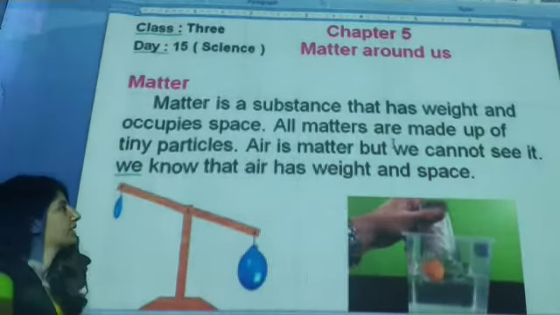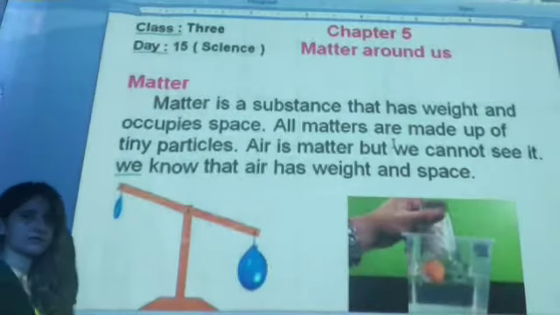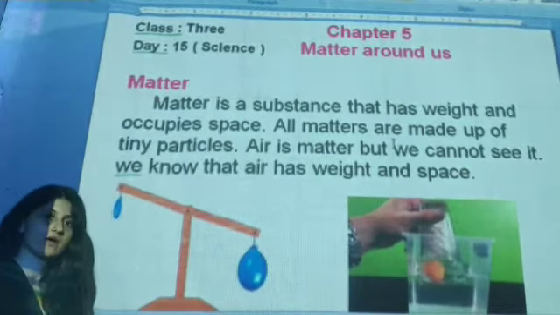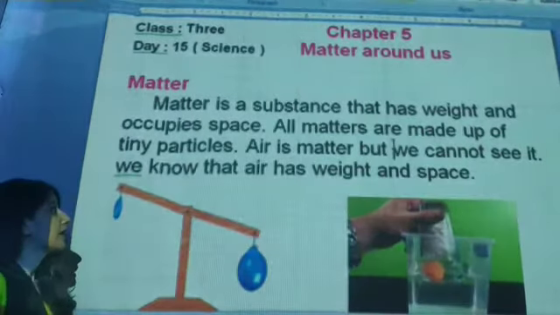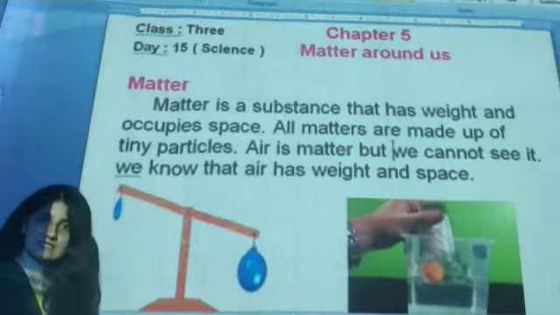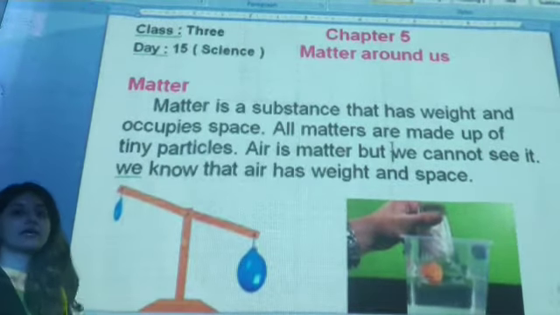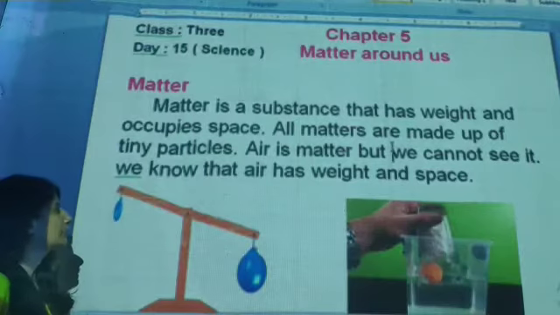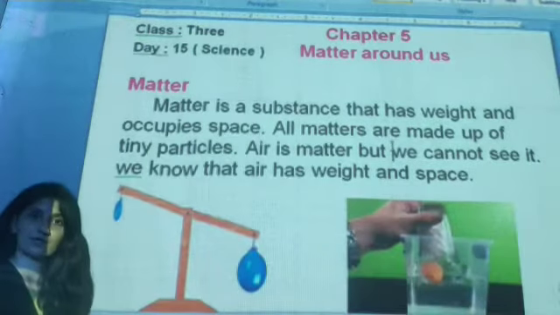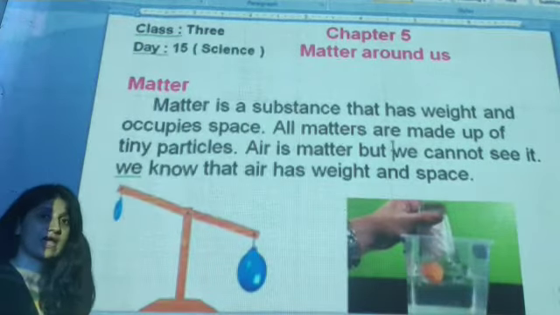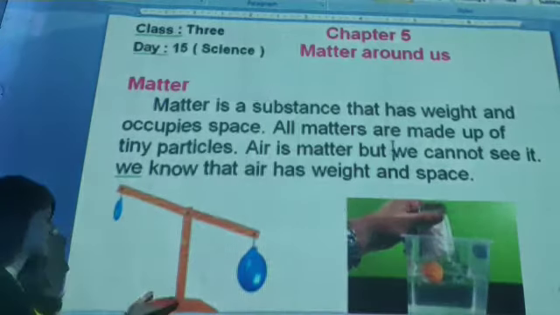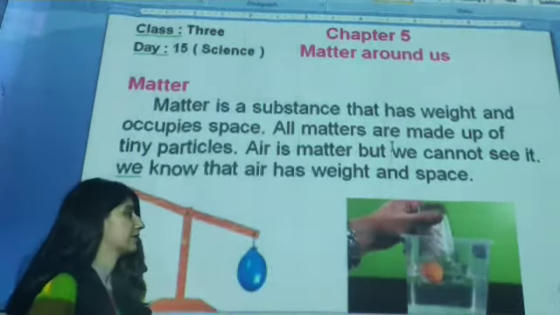All matter is made up of tiny particles. Each and every matter is made of tiny particles. Air is matter, but we cannot see it. We can feel air, but we cannot see it. We know that air has weight and space. Do you know air has weight as well as space?